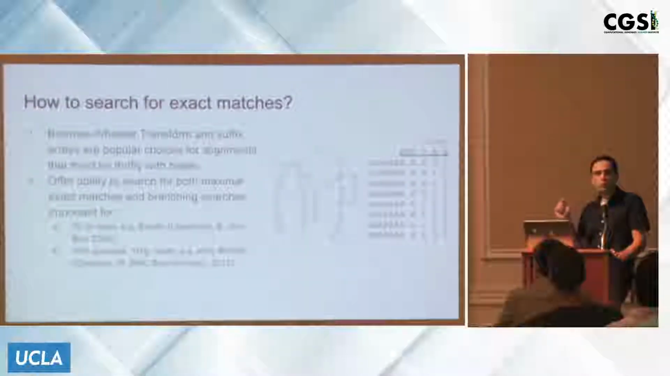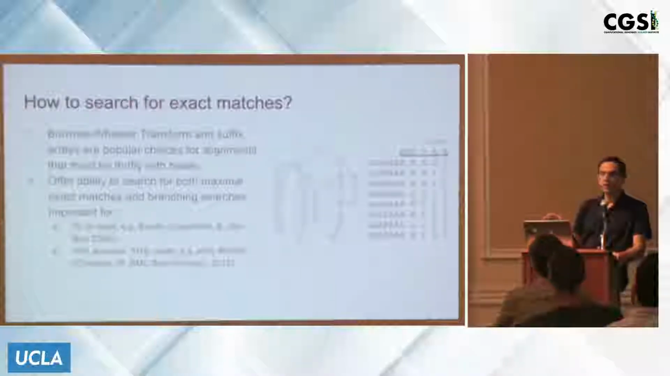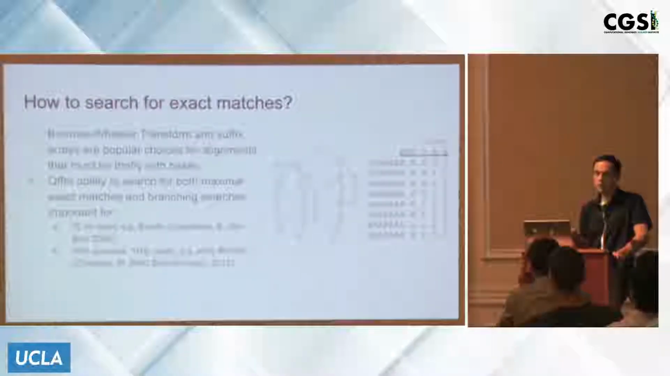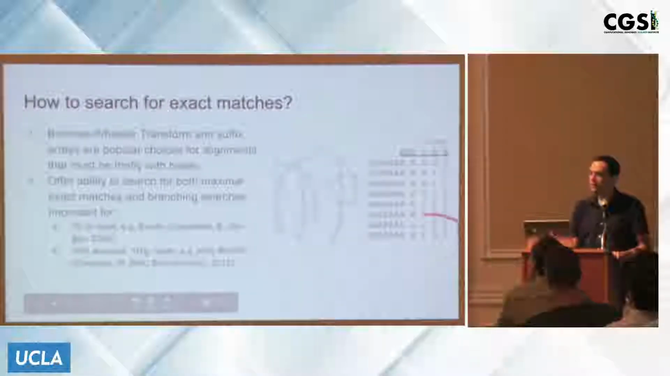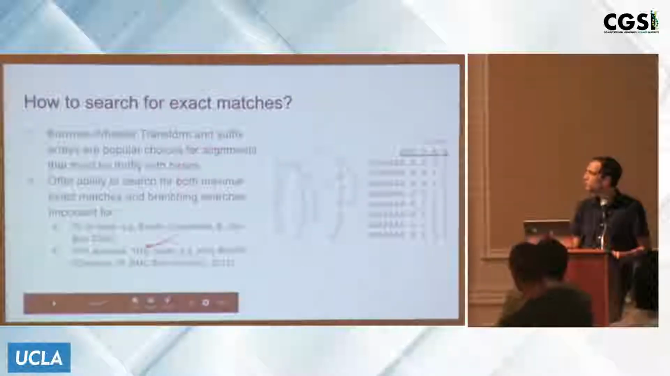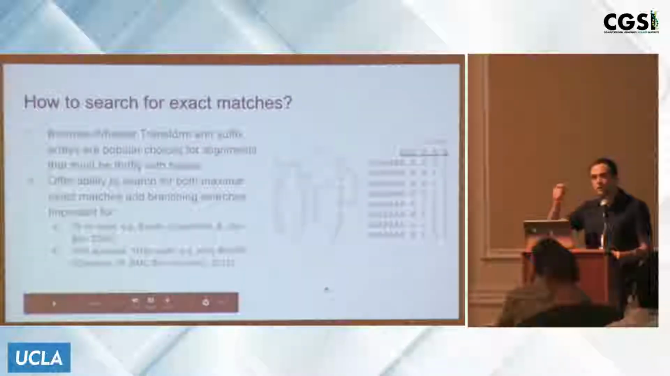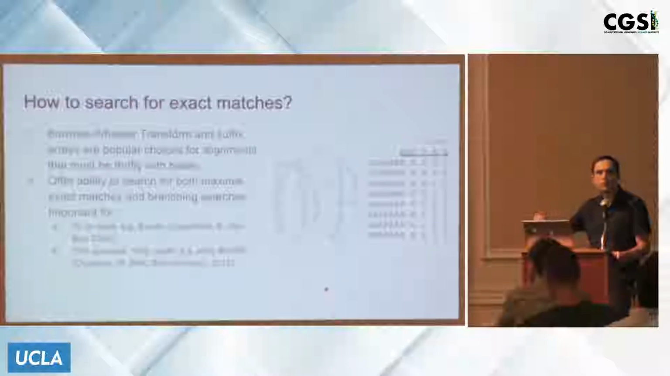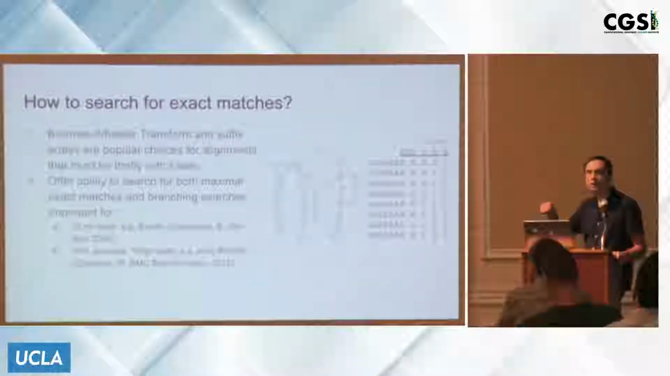The previous approaches were fairly reliant upon either Burrows-Wheeler transform or suffix array-based methods. The basic idea is that you'd like to have some sort of trie representation of the genome such that you can try and thread sequences through this trie and find exact matches that way.